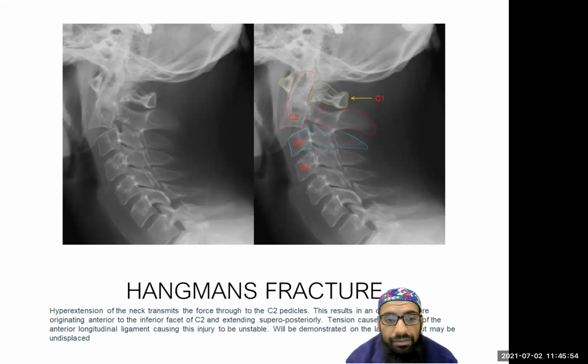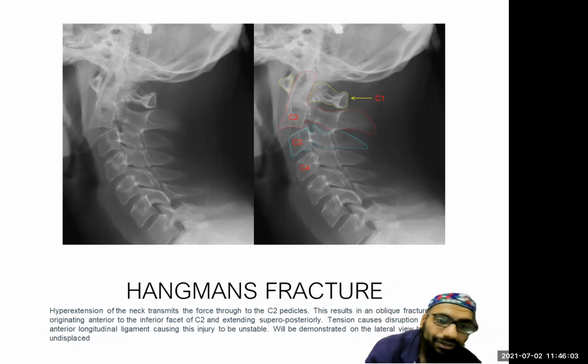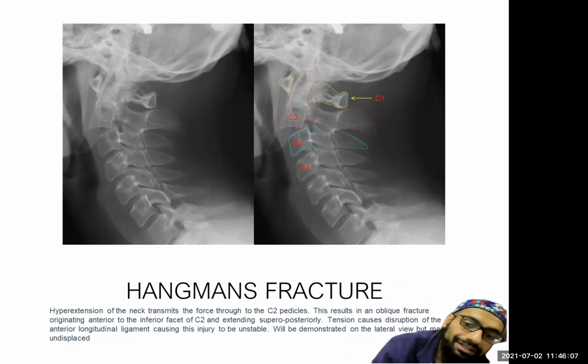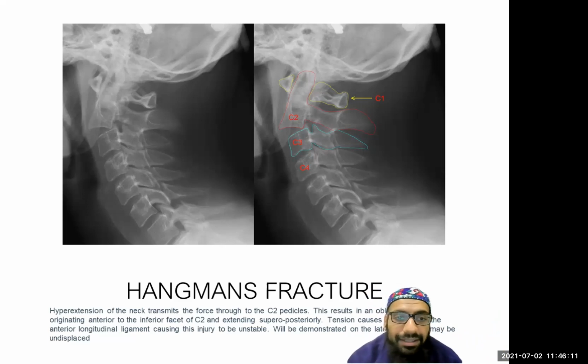So it's exactly what it says over here. Hyperextension of the neck transmits the force through the C2 pedicles, and this results in an oblique fracture originating anterior to the inferior facet of C2, extending superior posteriorly, and exactly what it says over there. All right. So this anterior ligament that normally sits over here becomes unstable, okay, and it's forced through the pedicles.